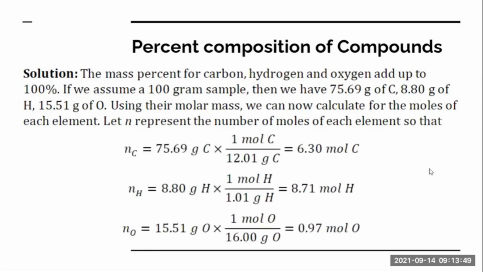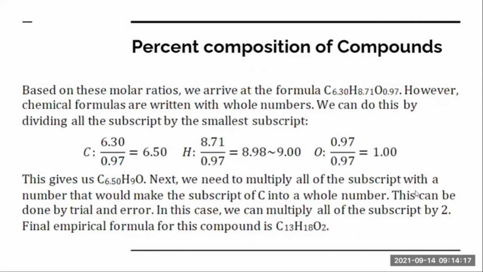Okay. Each element. Again, each element. So in a 100-gram sample of ibuprofen, we have 75.69 grams of carbon. And then the atomic mass of carbon is 12.01. So we will have 6.3 moles of carbon. Same with hydrogen, 8.71 moles. And then oxygen, 0.97 moles. Based on this ratio, we arrive at the formula C6.3, H8.71, and O0.97.